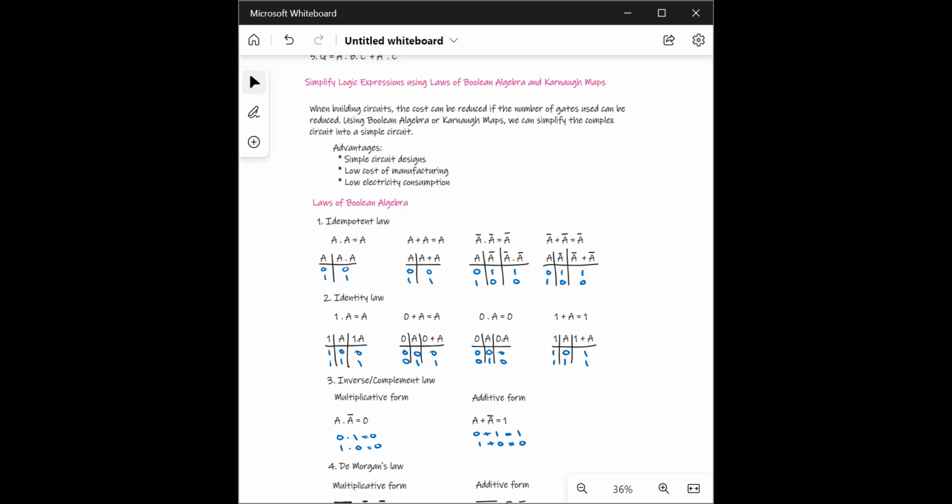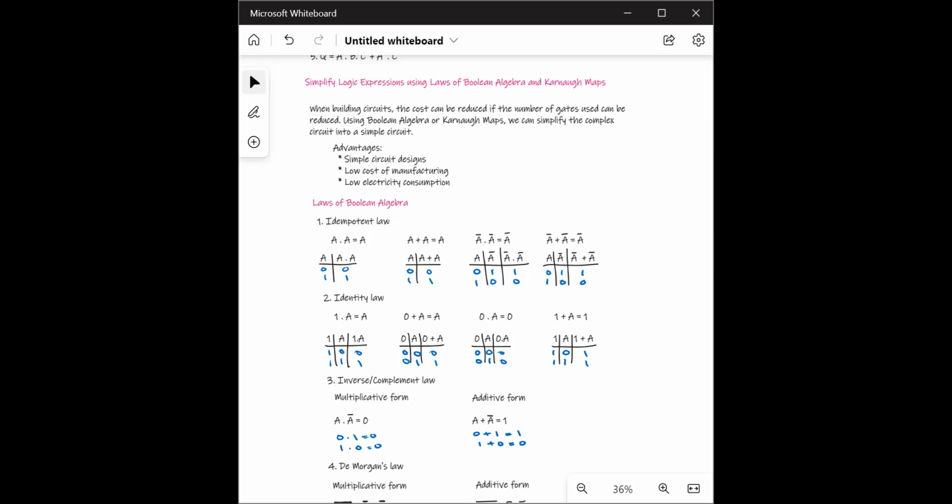Then we discussed the inverse complement law, which has two forms. First of all, the multiplicative form, which means when you multiply a variable with its complement, you will get 0. So for example, when you multiply A with A bar, you will get 0. Similarly, there's another form which we call the additive form. When you have a variable with its complement, if you add those two, you will get 1. So for example, A plus A bar should be equal to 1.